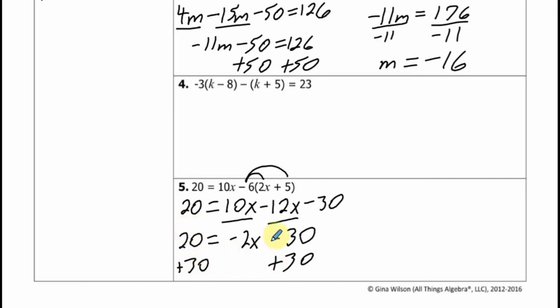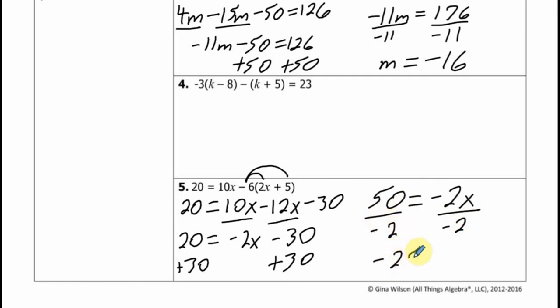And on the left side, we get 50. Right side, the minus 30 and plus 30 cancel, and you're left right here with this negative 2x. And the last step, it's negative 2 times x, so we do the opposite of times. We divide by negative 2, and we get x equals negative 25.